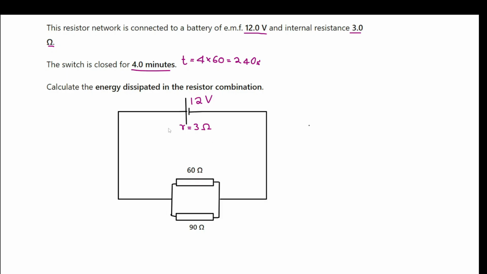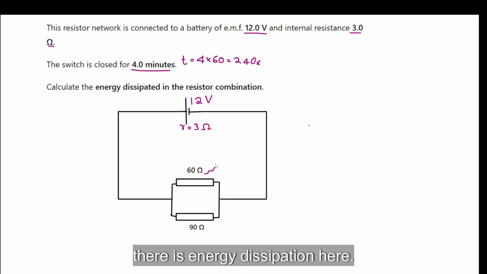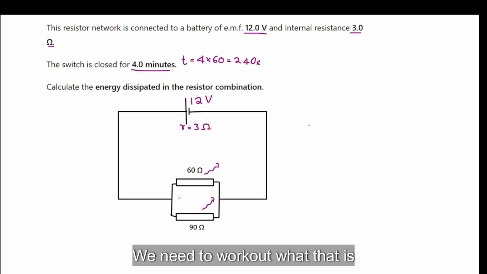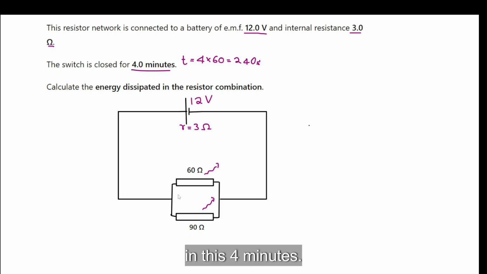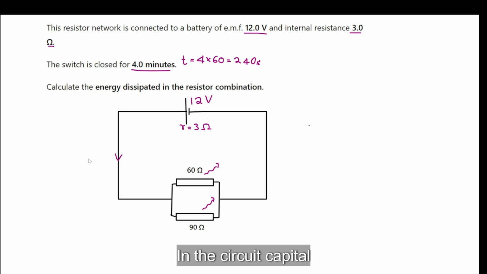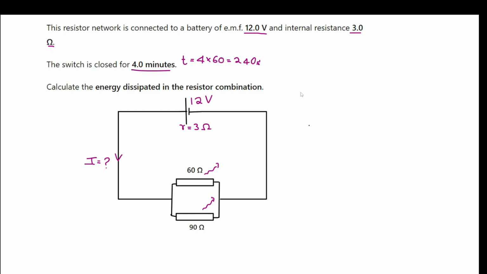So there is energy dissipation here. We need to work out what that is in this 4 minutes. Now, I would first try to find the total current in the circuit, capital I. So that's quite easy to do.